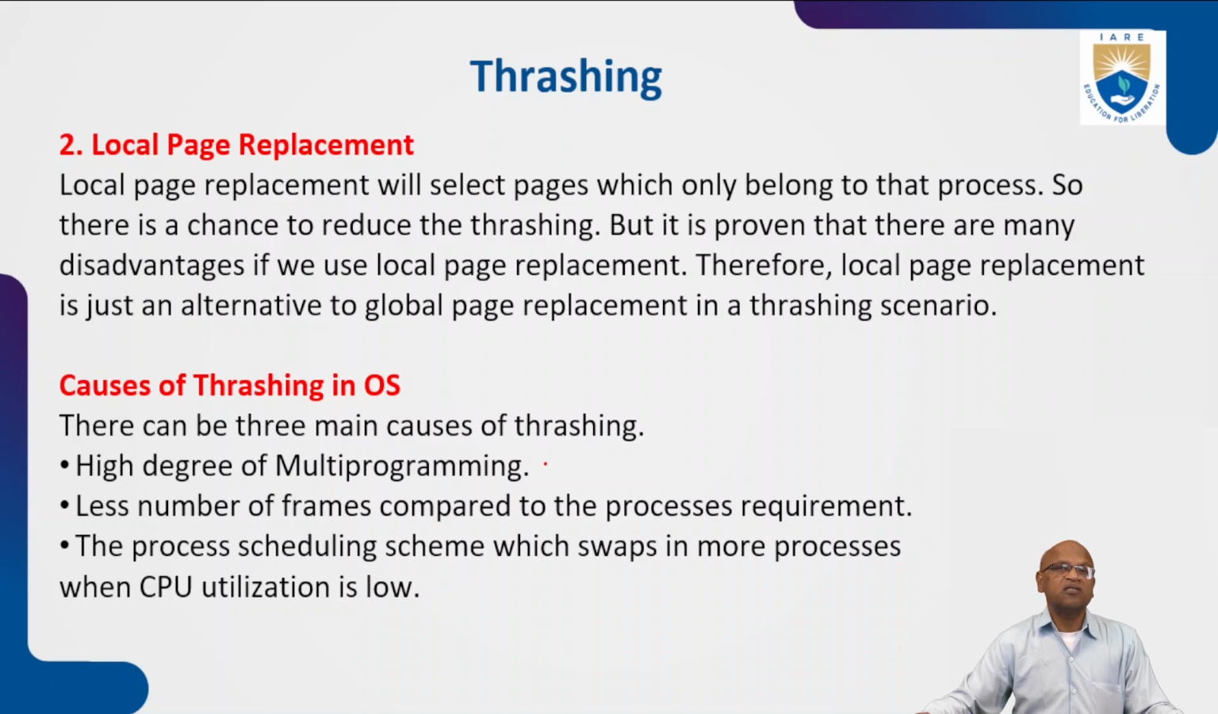Causes of thrashing in the OS. There can be three main causes of thrashing: a higher degree of multiprogramming, a lesser number of frames compared to the process requirement, and a process scheduling scheme which swaps in more processes when CPU utilization is low. So these are the causes of thrashing. We'll discuss some of the concepts in the next class.